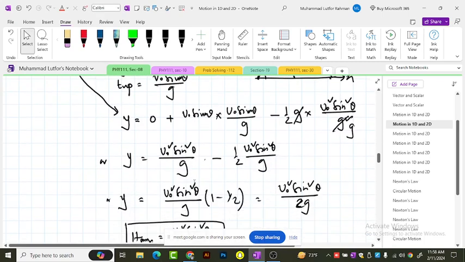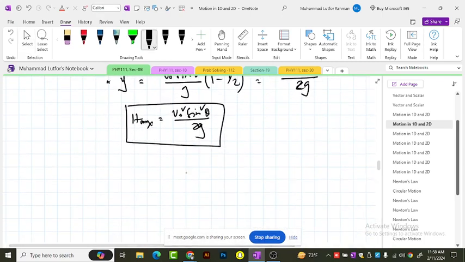Now the question is how, right? Let's find out at the maximum height point. I do not know the time. When it goes to the maximum height, I also know that the y component of velocity is 0, right? Do I know that one? Yes, sir.